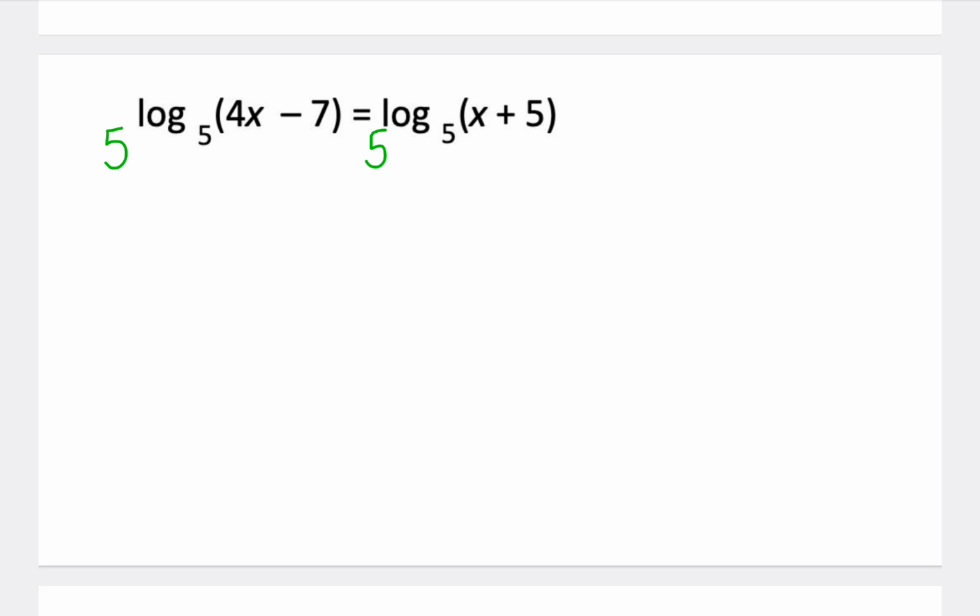So how we would read the left side of the equal sign is 5 to the power of log base 5 of 4x minus 7. It looks a little funky, but basically that base of 5 cancels out with the log base 5, and we're left with 4x minus 7. And on the right side of the equal sign, the 5 cancels out with the log base 5 again, and we have x plus 5. So because both sides of the equal sign had a log base 5, basically those two cancel each other out. And so we have 4x minus 7 equals x plus 5. 3x equals 12, which means that x equals 4.